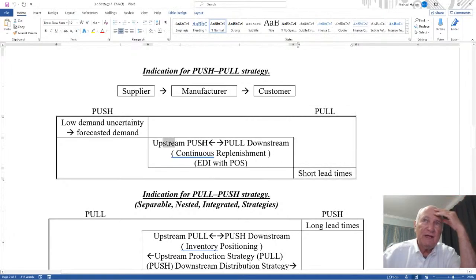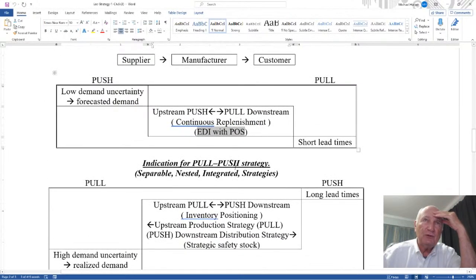So upstream push, downstream pull, and usually, since this is short lead times, this would support a continuous replenishment inventory strategy, where you have a lot of inventory upstream, but you don't have a lot of inventory downstream. You have it JIT, just in time, or pull system, so you have continuous replenishment. The support for that would be point of sale and EDI, and we saw EDI last time.